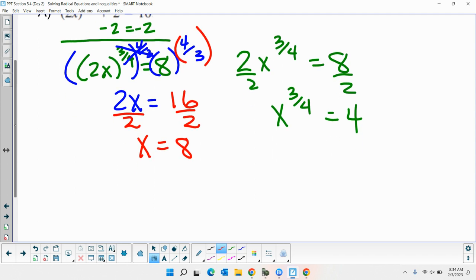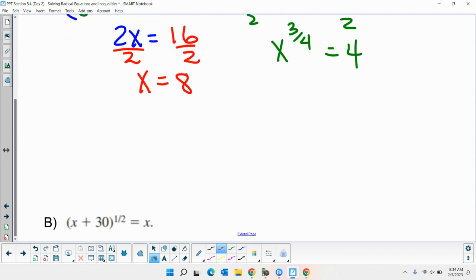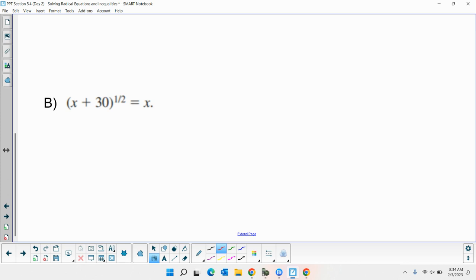All right. Let's look at B. All right, so the parenthesis part is raised to the power. There's nothing else with it, so I don't have to take anything to the other side. So what do I do to both sides? Square, right? 2 over 1, which is squaring it. So this is just x plus 30 equals x squared.